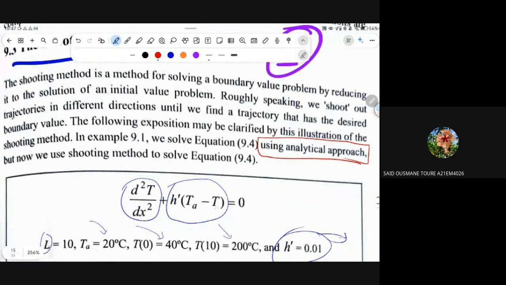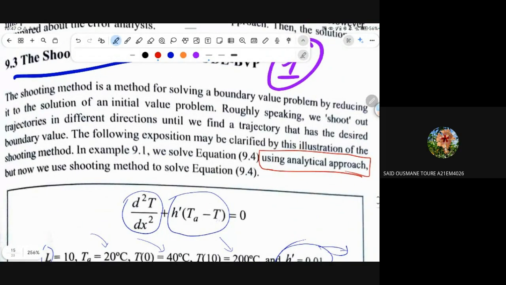How will you use the shooting method? You need to be able to read through here. They say the shooting method is a method for solving a boundary value problem by reducing it to the solution of an initial value problem. So how can the problem be solved by using the shooting method? It is by reducing it to the solution of an initial value problem. Guys, be very mindful of that. That's the key point for the shooting method.